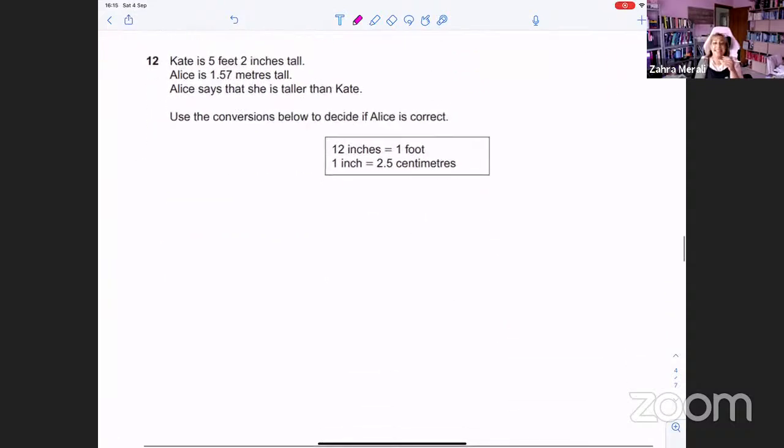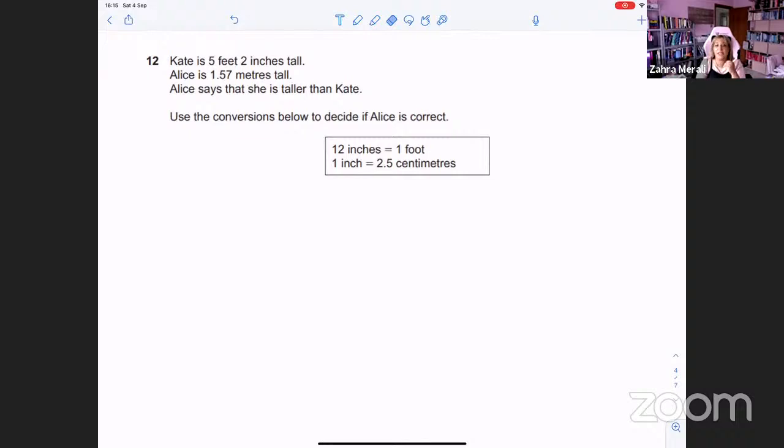Right, Kate is 5 feet 2 inches tall. Alice is 1.57 meters tall. Alice says she is taller than Kate. Use the conversion below to decide if Alice is correct. So this isn't a conversion you need to know. They've given it to you. So if they've got something like this, they will give it to you. So you've got to convert them both into the same thing.